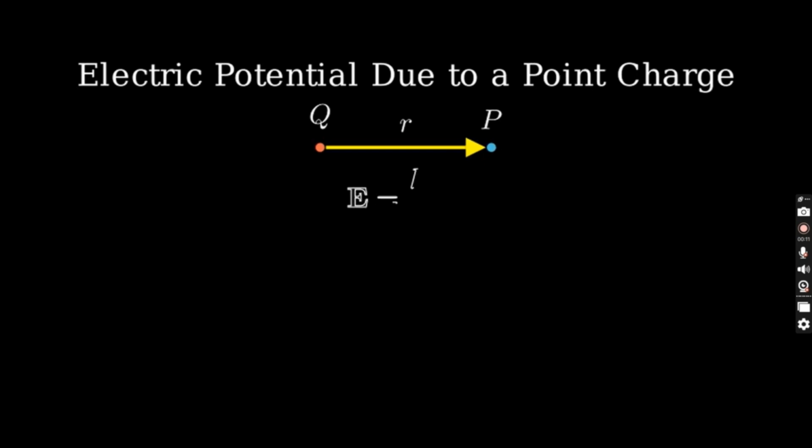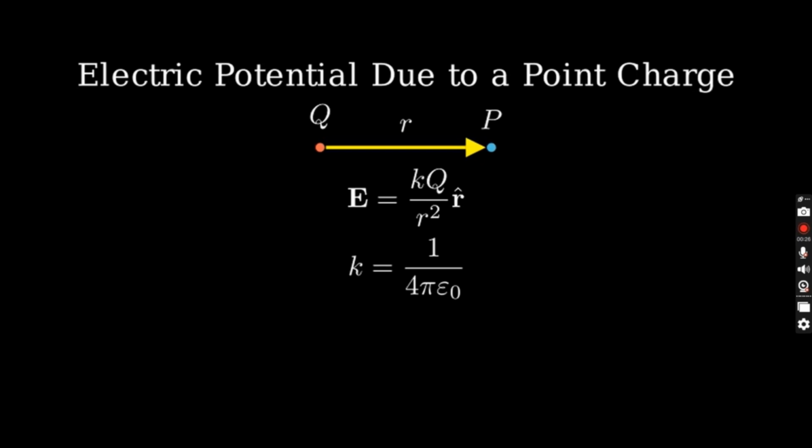First, recall that the electric field due to a point charge Q at a distance r is given by Coulomb's law, E equals kq over r squared in the radial direction. Here, k is Coulomb's constant, equal to 1 over 4 pi epsilon naught.